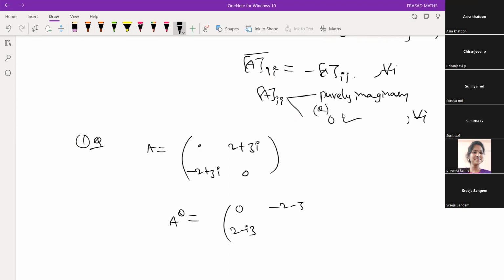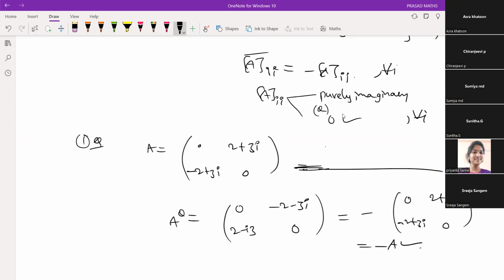What is the conjugate of this? This 0. Right? It can be represented as minus [0, 2+3i; -2+3i, 0]. This is nothing but minus A. Therefore, it is skew Hermitian. It is skew Hermitian.